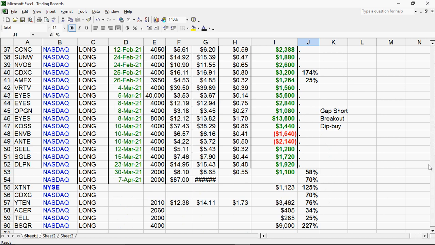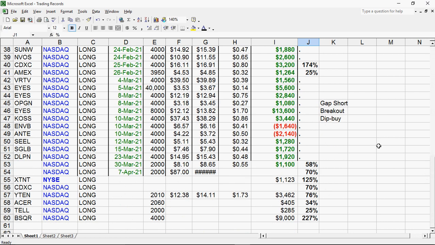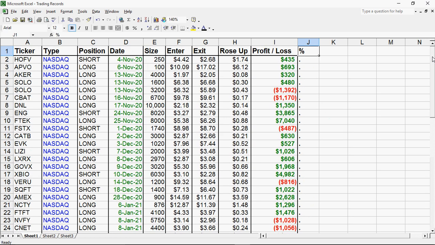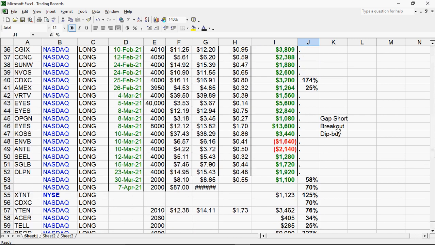Okay, I think that's clear to you guys. If you have questions, let me know. In the next video, I'm going to show you all these patterns, what they look like, and how they form. And then I'm going to show you how I took a picture of all of these trades too, so you could see how all the gap ups look, how all the breakouts look, and all the dip buys look. They all look exactly the same.